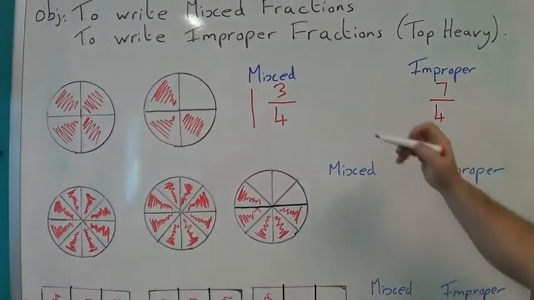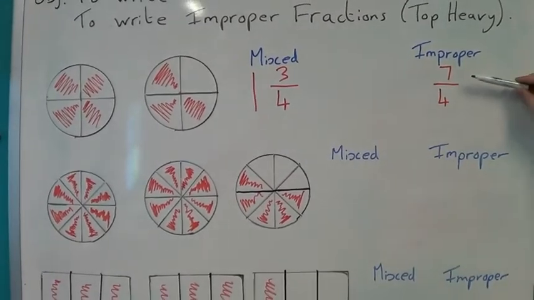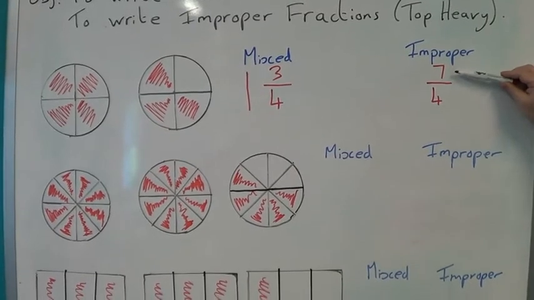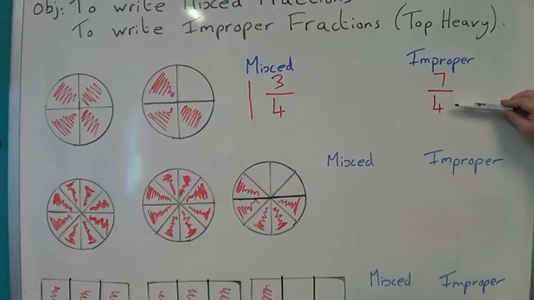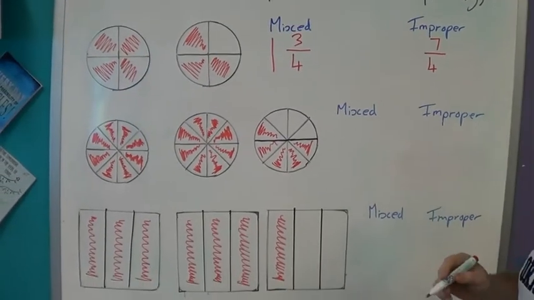Okay, so as you can see, for your mixed, you have a whole number and a fraction, and for your improper fraction you have a numerator that is bigger than your denominator. Okay, so we'll try it again with these ones.